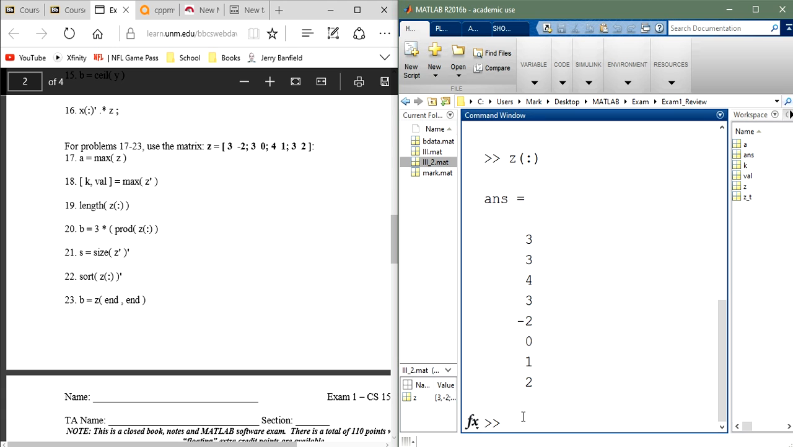Now when I say the length, I'm just taking the largest dimension. Here we have one column, and our rows are 1, 2, 3, 4, 5, 6, 7, 8. So we have an 8 by 1 right here. The largest dimension there is 8. So length of z colon is 8. ANS equals 8. So let me just put my prediction down. ANS equals 8, and then I could say length of z colon. That's not how you write it. There we go. ANS equals 8. Perfect.